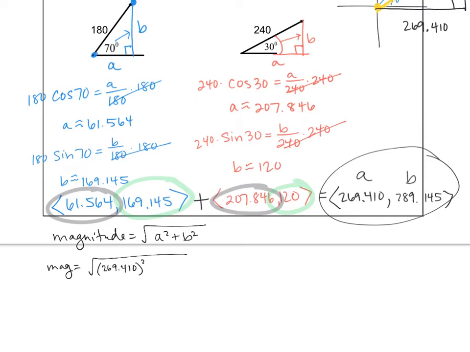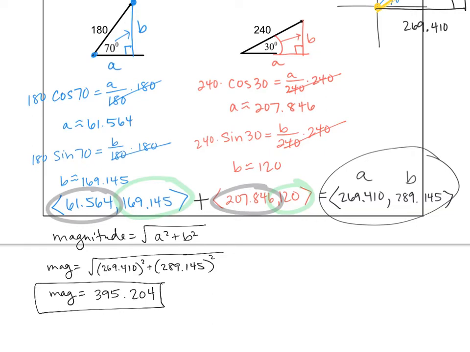269.410 squared plus 289.145 squared. And you're just going to type this in your calculator, simplify it down, and the magnitude ends up being 395. Don't forget to take the square root at the end. 395.204. We don't really have a label in this case, so we'll just put an answer around that, but it would be units, whatever the units happen to be.